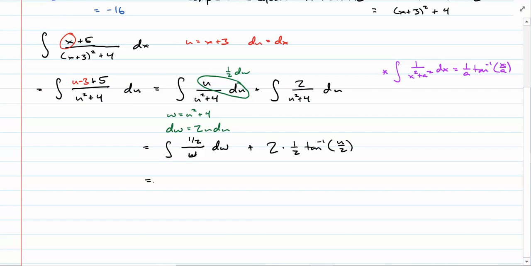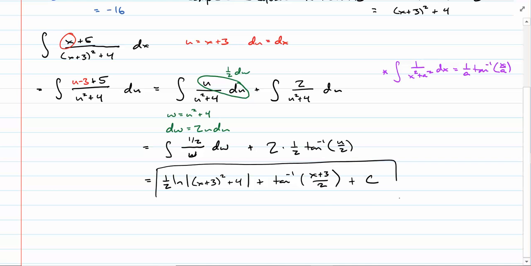For a grand total of, let's see, we got a half natural log of w. W was u squared plus 4. But u, remember, u was x plus 3. So w was actually x plus 3 squared plus 4. The second term, the 2 and the 1/2 cancel. And then it's just inverse tangent of u over 2, and u was x plus 3. And then we tack a plus c on there, and we got it.